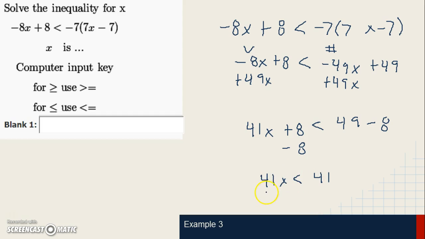Now I've got to get rid of the 41. Since it's being multiplied, I'm going to divide, and I'm left with x is less than 1. I'm going to come over here to my answer blank and just type in x is less than 1.